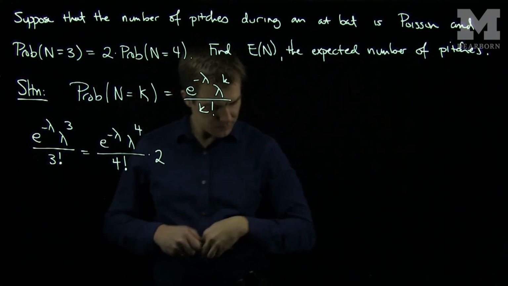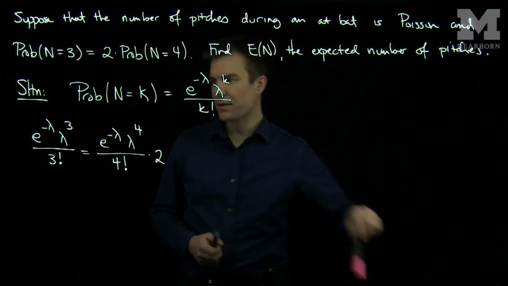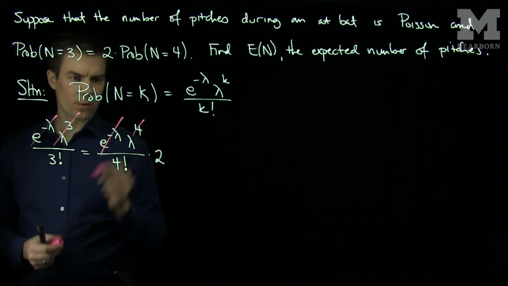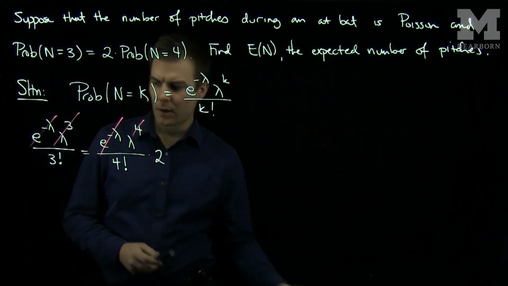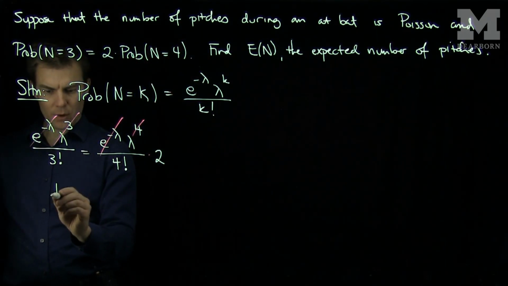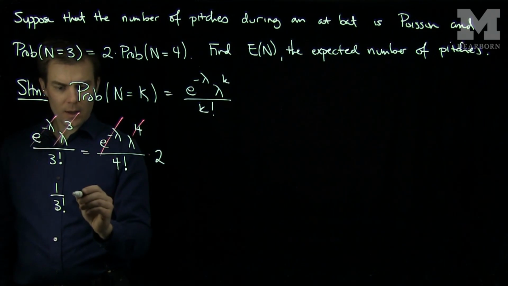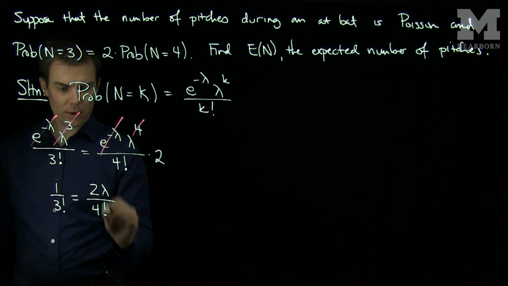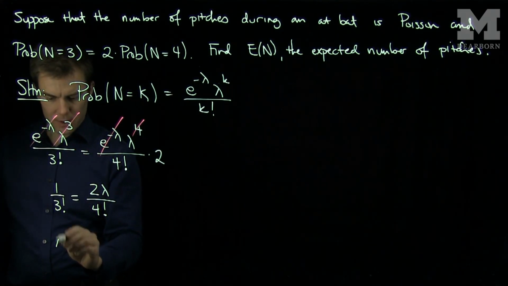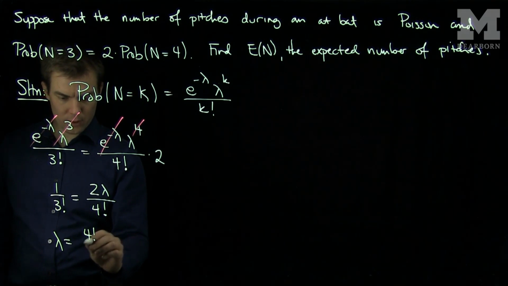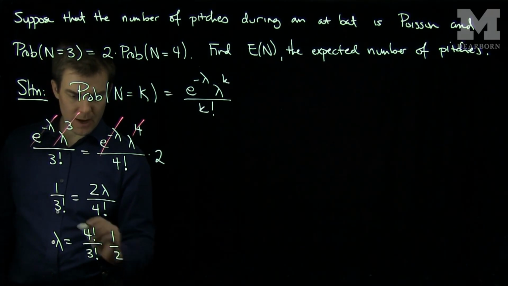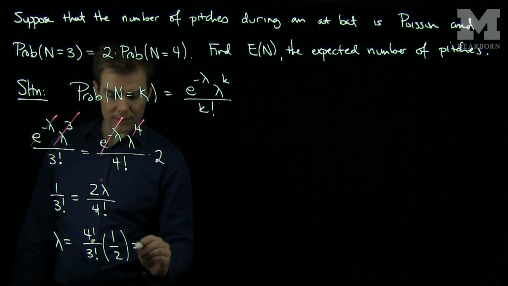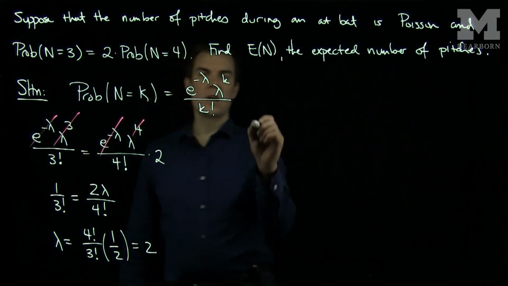And from this equation, we can do some cancellation. The e to the negative lambda on both sides will cancel out. The lambda cubed and the lambda to the fourth will cancel and just give me a lambda on one side of the equation. And so we see that 1 over 3 factorial must be equal to 2 lambda over 4 factorial. So lambda will be equal to 4 factorial over 3 factorial divided by 1/2. 4 factorial over 3 factorial is equal to 4, so this is 4 over half, so lambda is equal to 2. So we can update our problem.